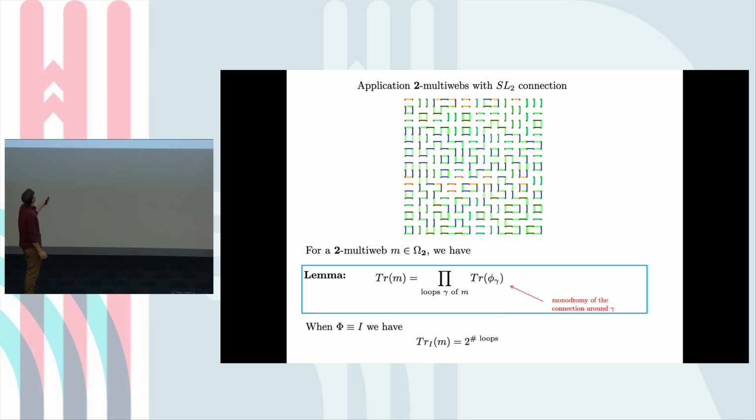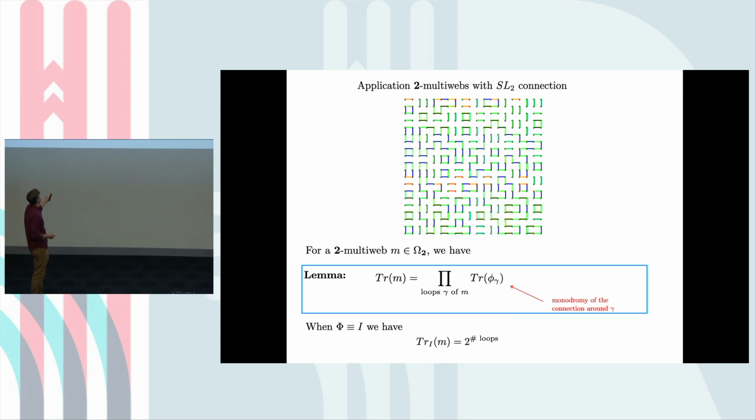And they're 2x2 matrices. The lemma is that the trace of a multiweb of this type is the product over the loops that you see here. For each loop, you can take the actual matrix trace of the monodromy of the connection around the loop. As I move around the loop, I can compose the parallel transports along each edge. And when I get back, I have an actual matrix in SL2. I can take its trace.